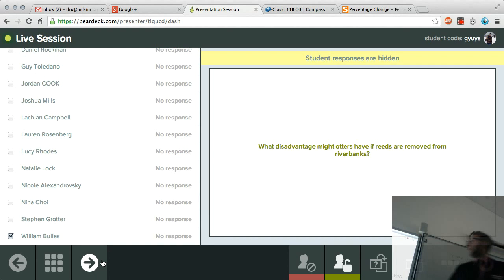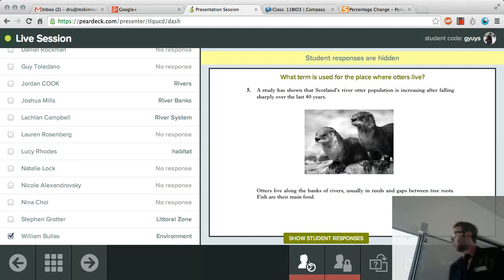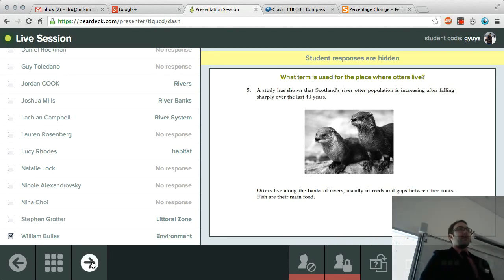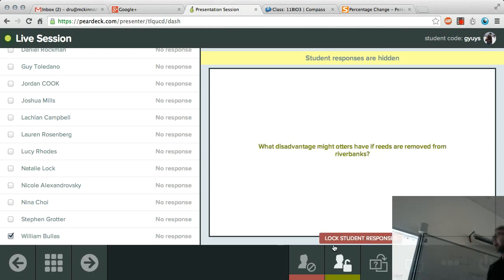What disadvantage might otters have if reeds are removed from riverbanks? So I'll remind you what the significance is with that. Otters live along the banks of rivers, usually in reeds and gaps between tree roots. Fish are their main food, but it's not the only food. That's all it tells you. What disadvantage might otters have if reeds are removed from riverbanks?